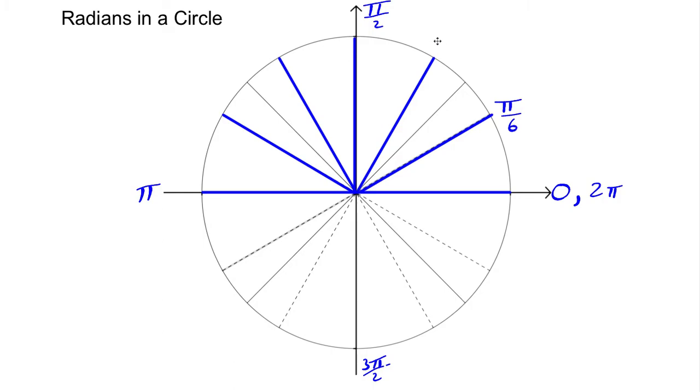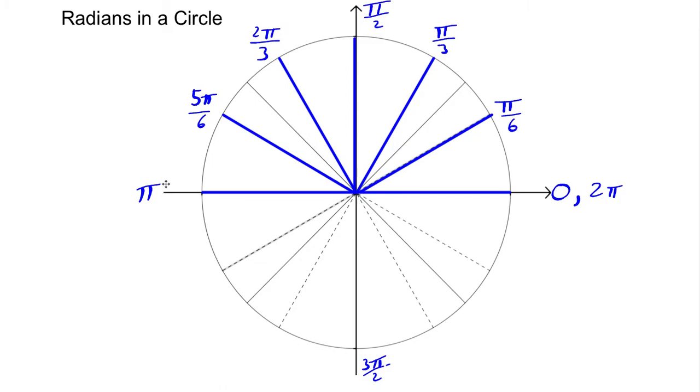This right here is 2 pi over 6, but 2 over 6 is 1 over 3, so that becomes pi over 3. This is 3 pi over 6, which reduces to pi over 2. This is 4 pi over 6, and 4 over 6 reduces to 2 over 3. This is 5 pi over 6, and this is 6 pi over 6, which reduces to pi.